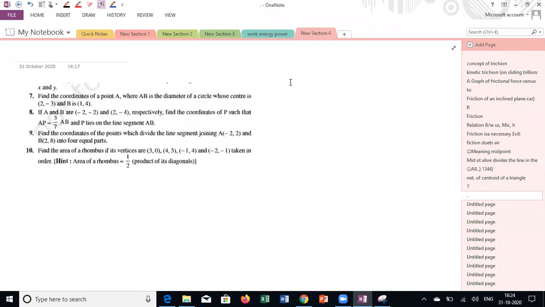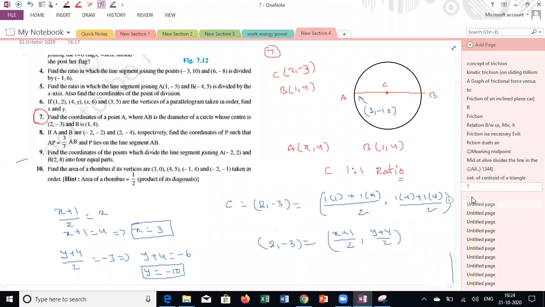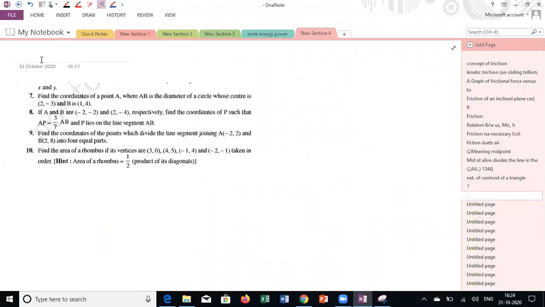Find the coordinates of point A. AB is the diameter of a circle whose center is 2 comma minus 3. Same question, we already did. Sorry, go for the eighth question. The 7th we have only now done. Go for the eighth question.